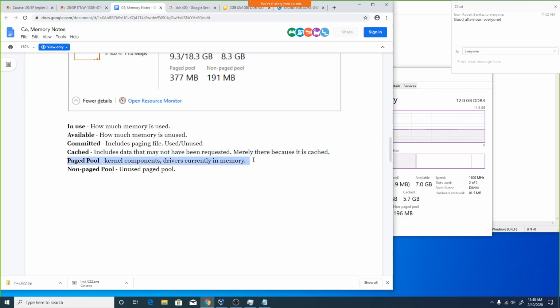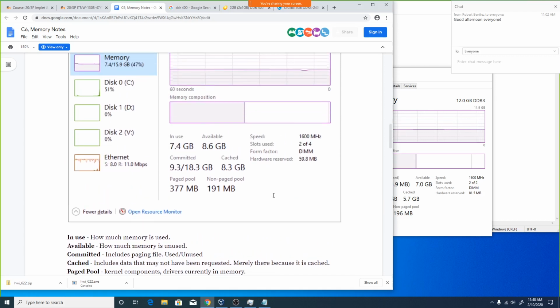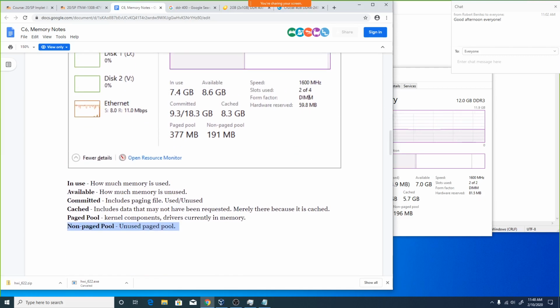So again, this paged pool is kernel components, drivers, things like that. Non-paged is what's left. And you can see 59.8 is the actual kernel itself. And then you get some more memory stats, right? There are 4 slots on this machine, and I've got 2 used. That memory is running at 1600 megahertz.